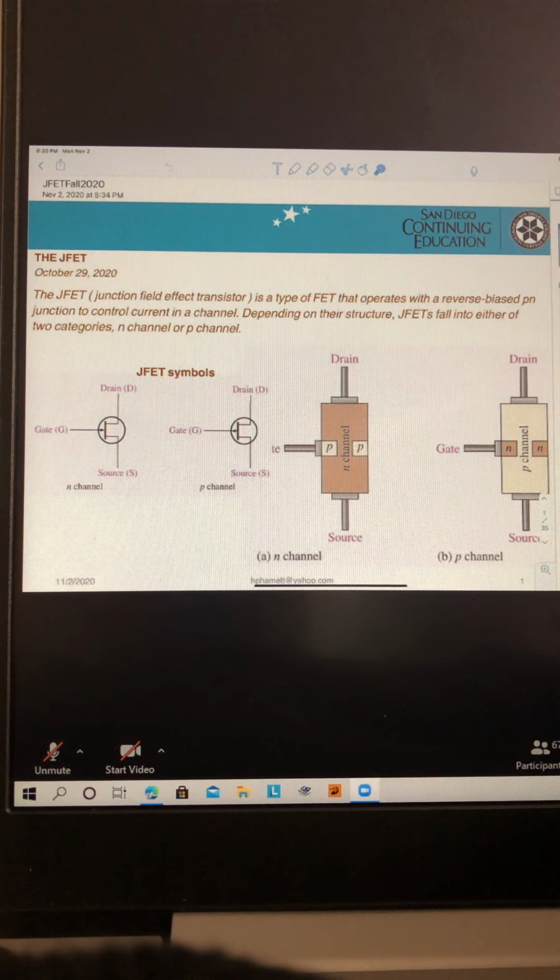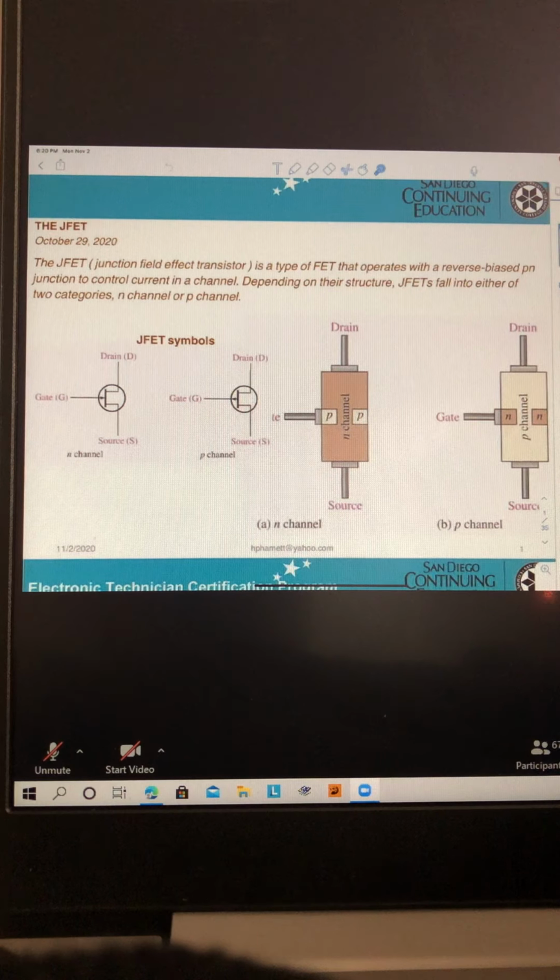So, Mr. Pham, the main difference is the bipolar junction transistor is current control, and the JFET is voltage control. Yeah, we'll see. Now, JFET is a junction field effect transistor. It's a type of FET that operates with a reverse bias on the PN junction to control the current. Depending on the structure, they can be either N channel or P channel.